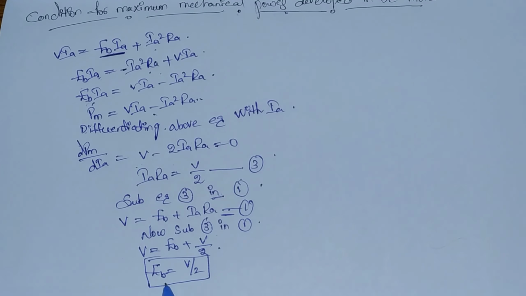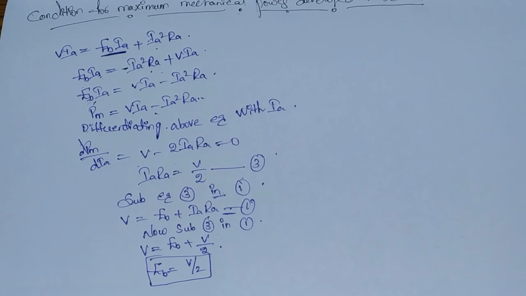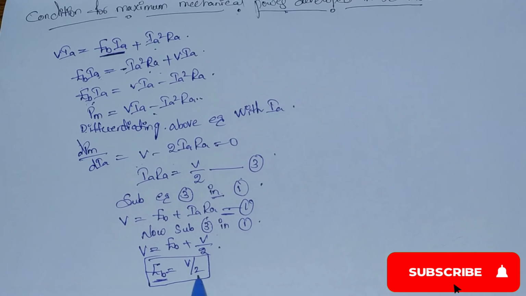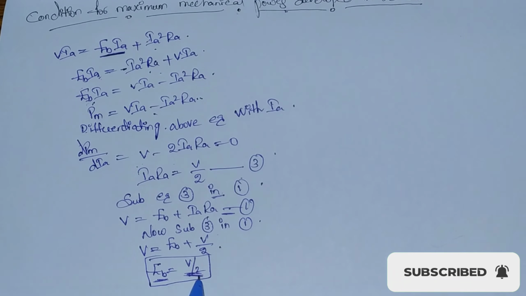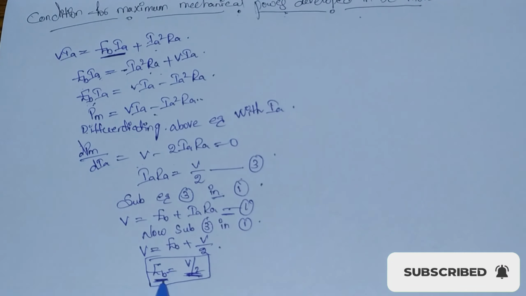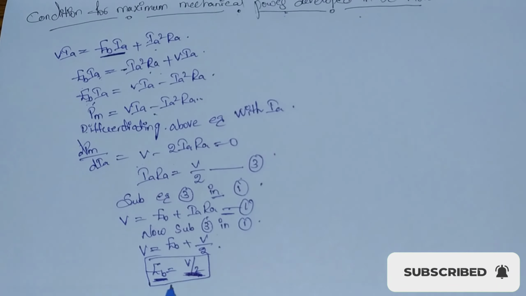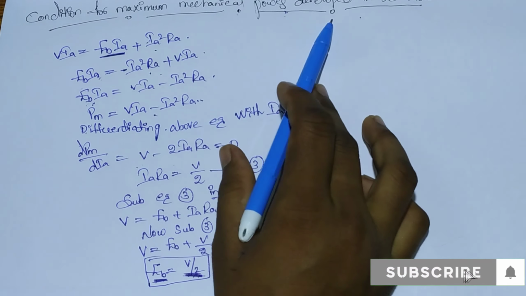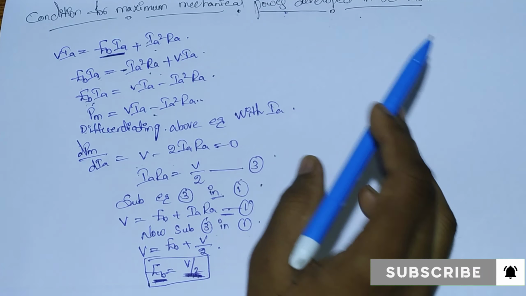So from this equation, what we conclude? We conclude that maximum power is developed in a motor when the back EMF is half of the supply voltage. So the maximum power developed in a DC motor can be obtained only when the back EMF is half of the supply voltage. So it will be applicable under practical condition when the EB is half of the supply voltage, then we can get the maximum mechanical power developed in a DC motor.